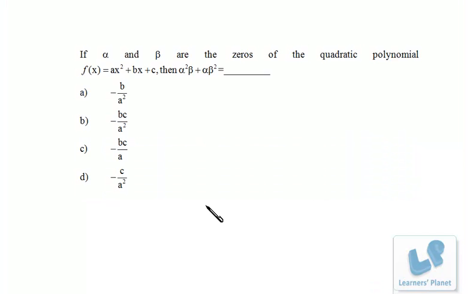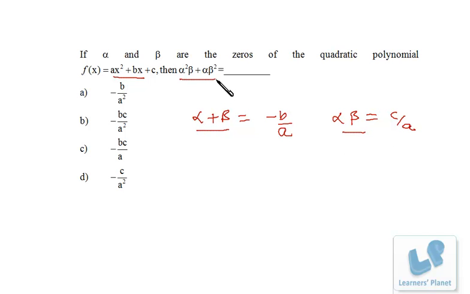Now friends, let's discuss this question. If alpha and beta are the zeros of the quadratic polynomial f(x) is equal to ax square plus bx plus c, then what's the value of alpha square beta plus alpha beta square? Now if alpha and beta are zeros of this, in the previous session we have already discussed that the sum of the roots will be minus b by a. Similarly, the product of the roots is c by a, right? So we know the value of alpha plus beta and alpha beta both, and we have to find out the value of this.